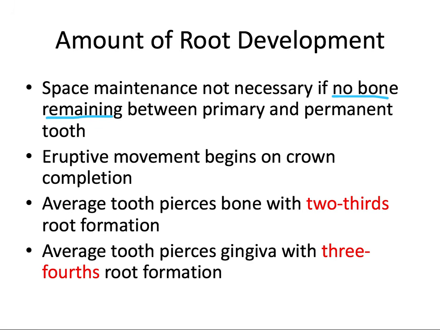So eruptive movement begins on crown completion. We touched on this in a previous video, where after the crown finishes calcifying, the root begins to form, and along with this, those clast cells begin to activate and clear an eruption path so that that tooth can begin to erupt. The average tooth pierces bone with 2/3 of root formation. Remember, that's our 2-3 rule. And it pierces gingiva with about 3/4 root formation.